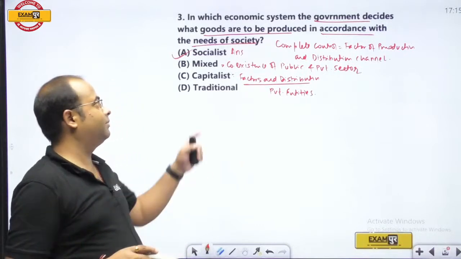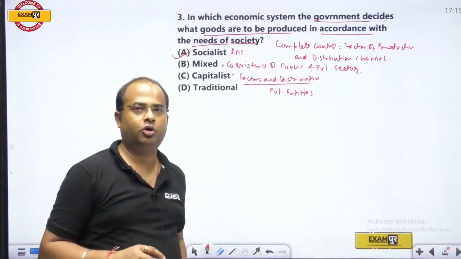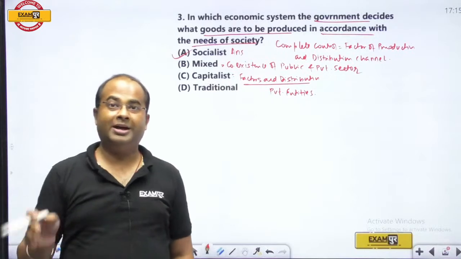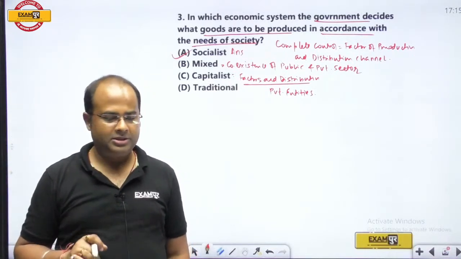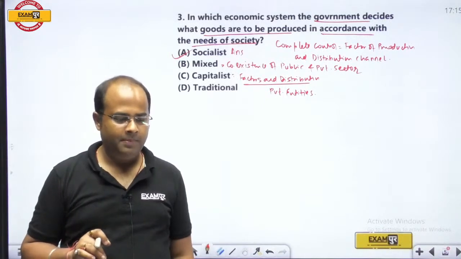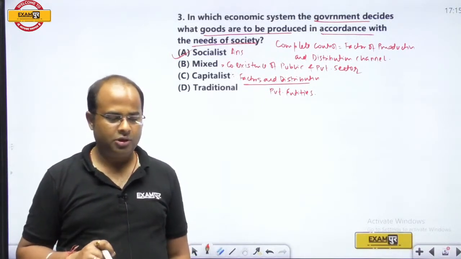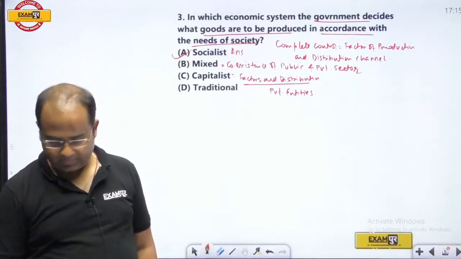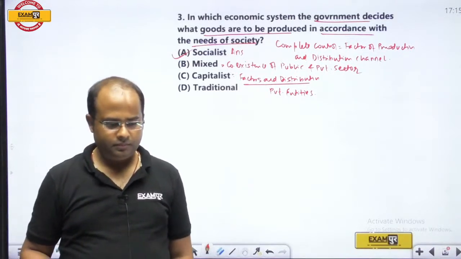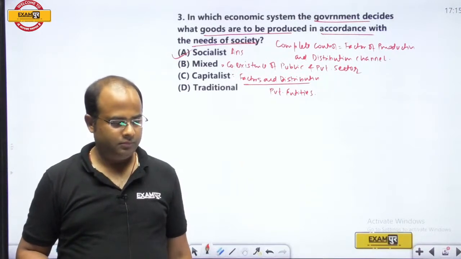Therefore, the correct answer will be, guys, what? It will be the socialist economy, where the factors of production and distribution of production are in the hand of government. I hope it is clear to all of you. Then please tell me. Then I will be moving to the next question. Is that clear to all of you?